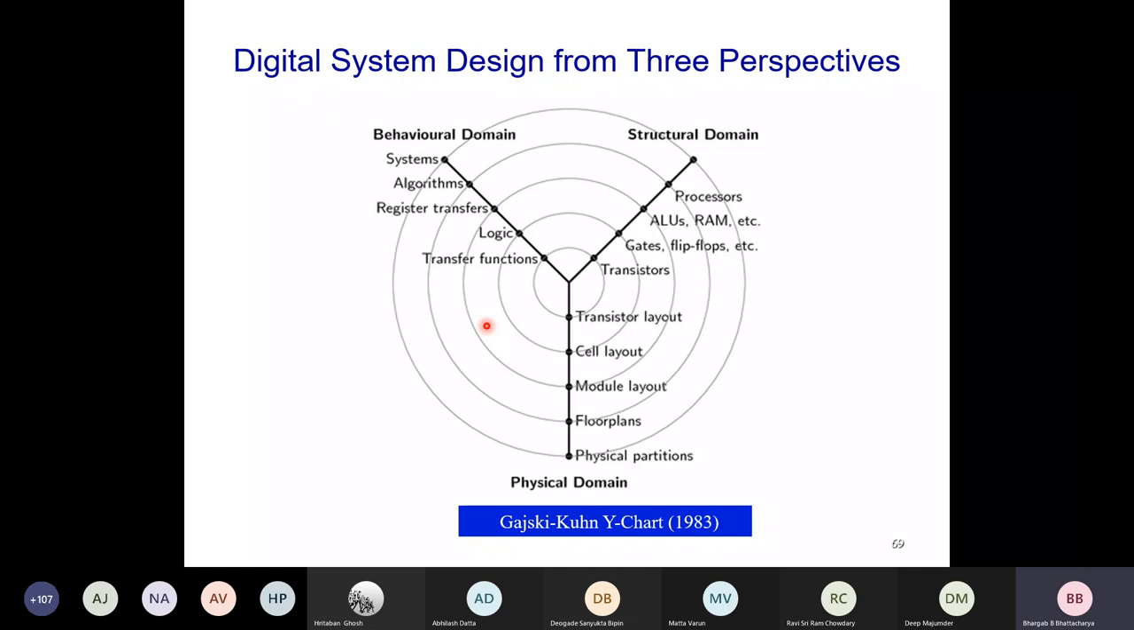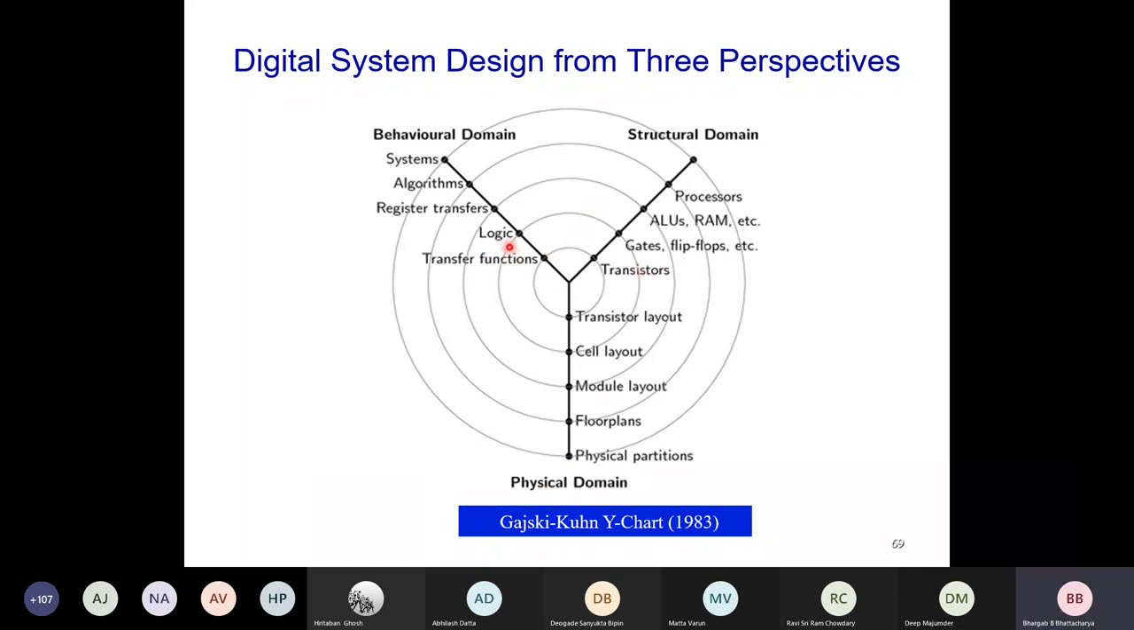Now this is a very important diagram. It shows 3 things: when you talk about digital system design, or in particular a processor design, you can view the design process from 3 perspectives. One is called the behavioral domain, another is called the structural domain, and the other is called the physical domain. And you see some concentric circles.